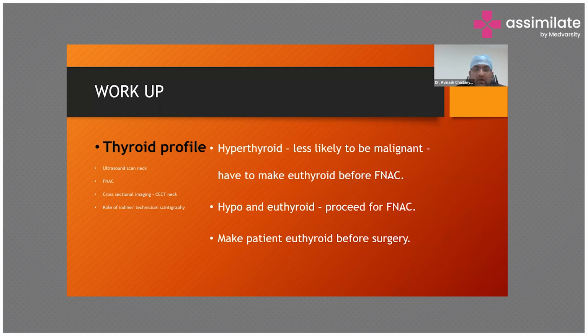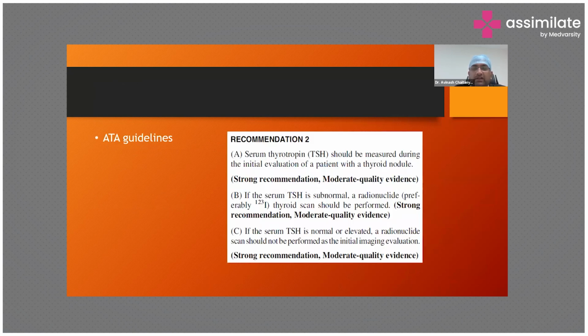As per the ATA guidelines, that is the American Thyroid Association guidelines, serum TSH should be the first initial evaluation of the patient. And also, if it is subnormal, then you have to do an iodine scan.